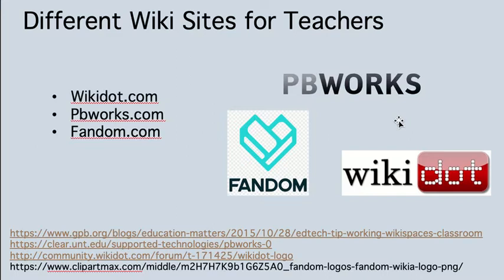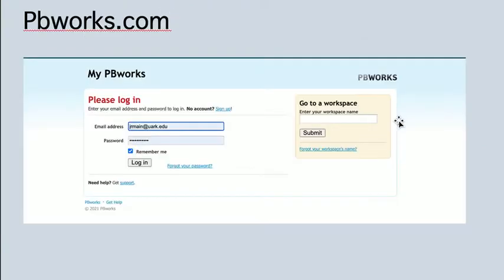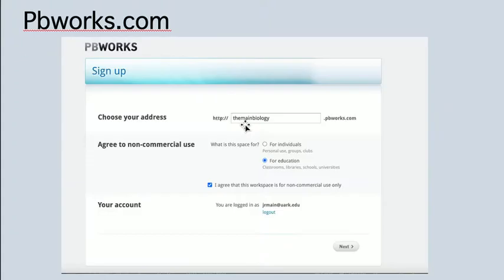Now we're going to go over PB Works, which is what I have used for my classroom. So this is your login page. If you need to create an account, you just sign up for an account. It's super simple and it's free. Once you've signed up for an account, you then have to choose your address for your wiki itself. So you have to sign up a wiki. So as you can see, I titled mine the main biology.pbworks.com, and it is for education, and I agreed.